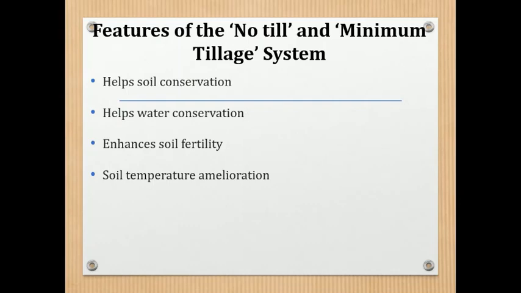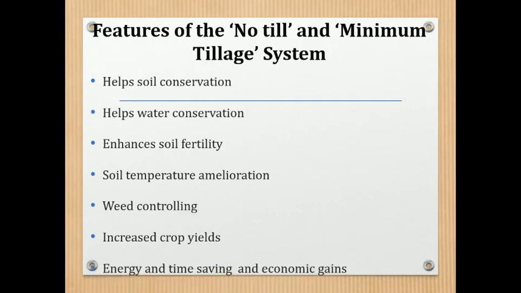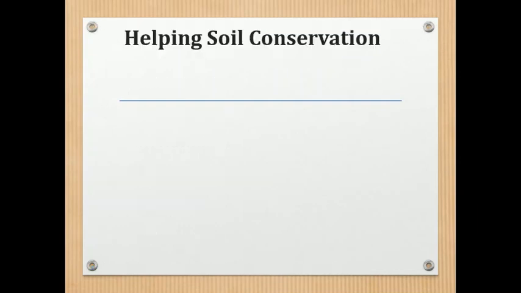No-tillage system also helps in controlling weeds with a manipulated weed seed bank in the soil. Finally, it leads to increasing crop yields. Minimum tillage systems also lead to saving energy and time with no tillage implement usage, ultimately contributing to economic gains. Now let's look at them one by one in detail. The first feature, helping soil conservation.